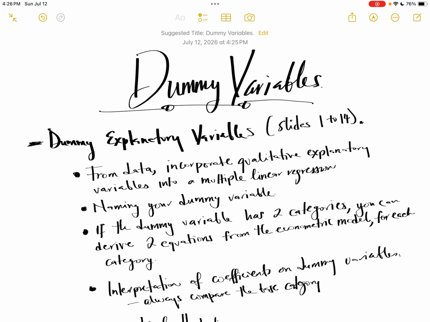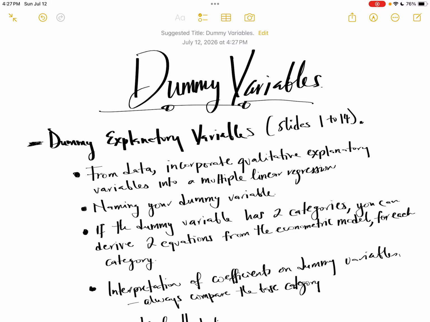Anyway, the first thing we'll look at is we have some data, with some qualitative information in the data, and we're trying to incorporate that qualitative explanatory variable into a multiple linear regression. So how do we do that? I'll jump into that soon. Then we'll work on naming our dummy variable. It's important to name it in a specific way so that we know which category takes a 1 and which category takes a 0, right?